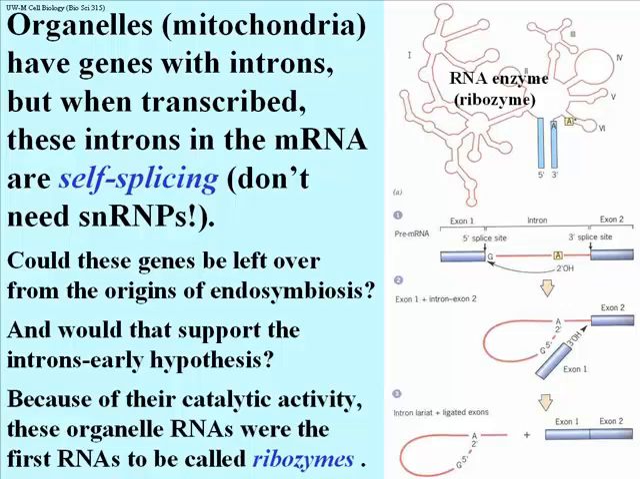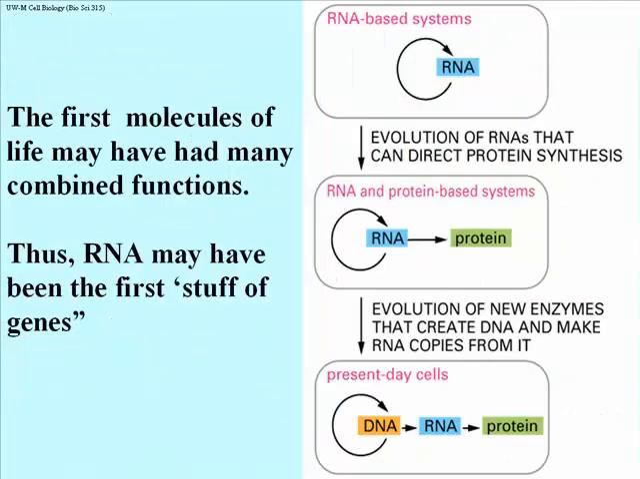These self-splicing RNAs were the first RNAs to be tagged as ribozymes, that is, RNAs with enzymatic activity. We'll see at least one other example of an RNA with an enzymatic activity shortly. The first cells may have combined catalytic and information functions, not to mention energy storage functions, in the same nucleotide-based molecules, and in particular in RNA. So the first genomes may have been RNA and not DNA.